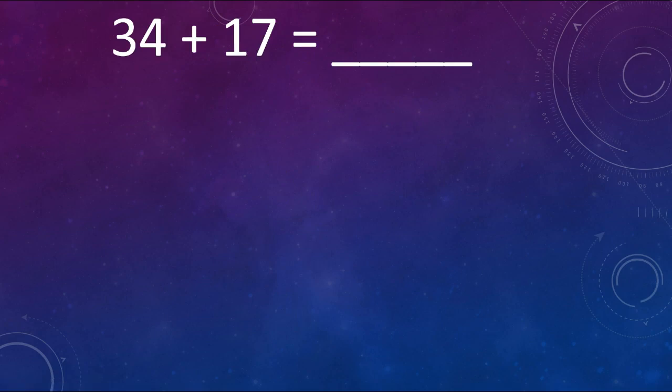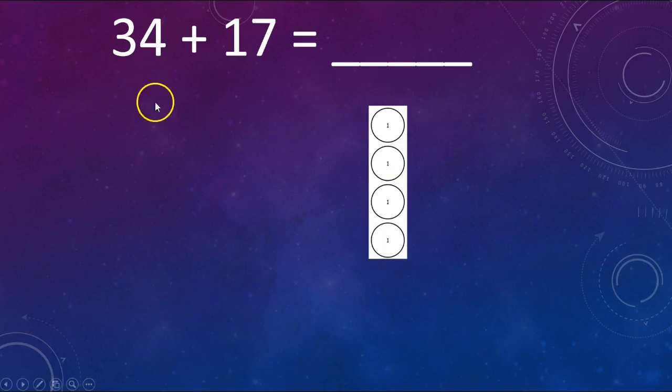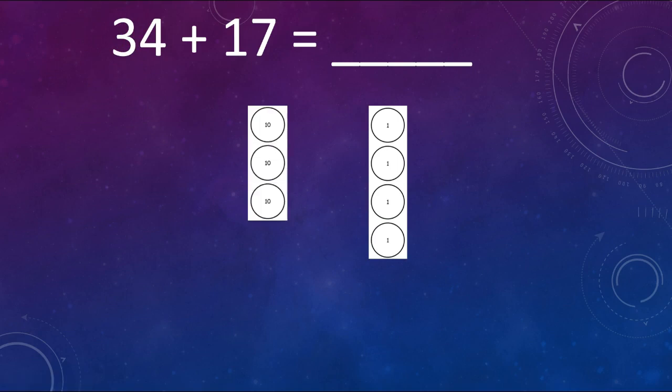Okay, so we can't really use mental math here, so let's try and use our discs. So let's put out 34 discs. So how many ones do we need? We need 4. So 1, 2, 3, 4. And how many tens do we need? 3. 1, 2, 3. Now we need to add 17 more.